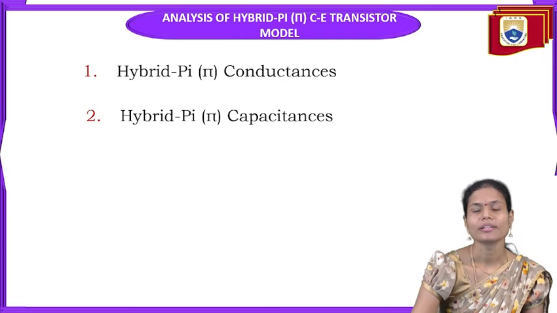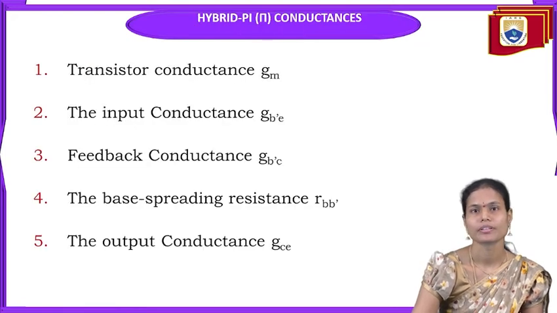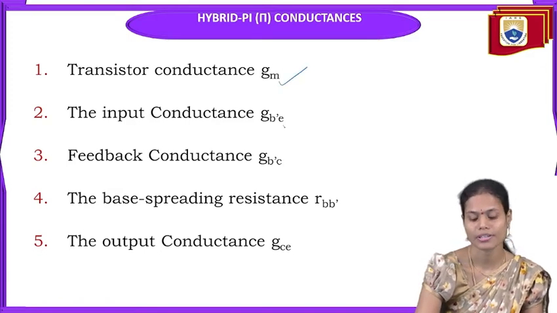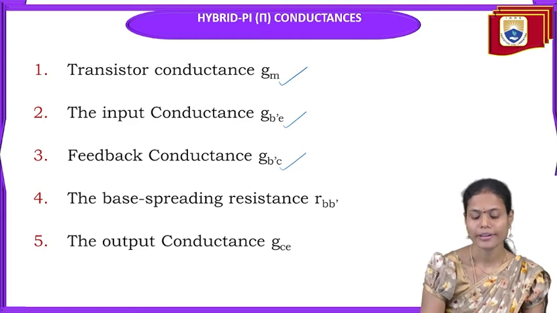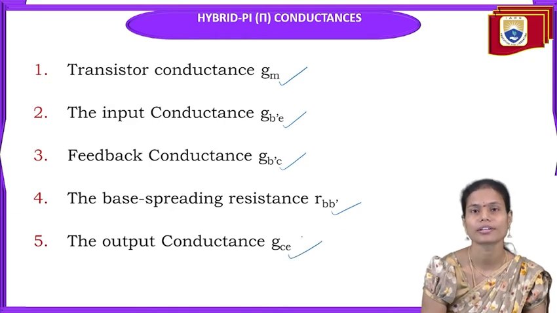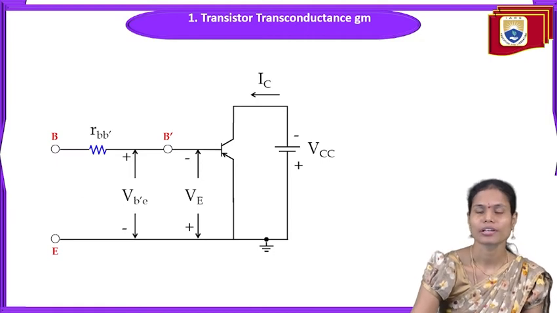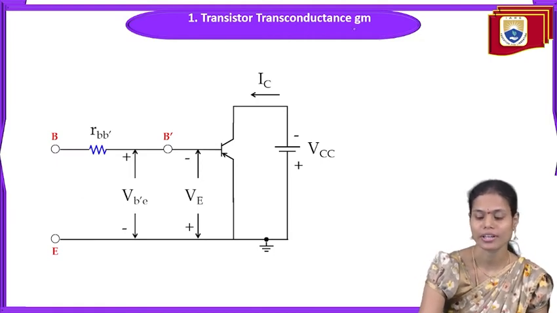And next we need to find the parameters of all conductances as well as capacitances existing in the hybrid pi model. In the conductances, we are going to calculate the transistor conductance gm, the input conductance between the input terminals gB'E, the feedback conductance between the collector to base spread resistance and the base spread resistance RBB', and the output conductance between the collector to emitter terminal. So the first parameter we are going to calculate here is the transistor transconductance gm.